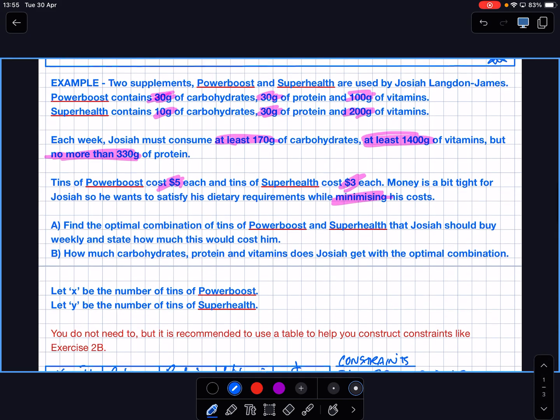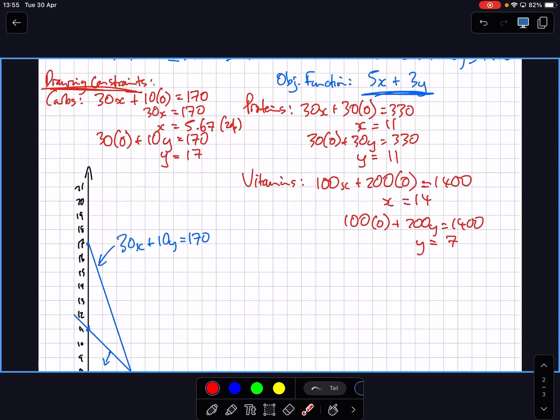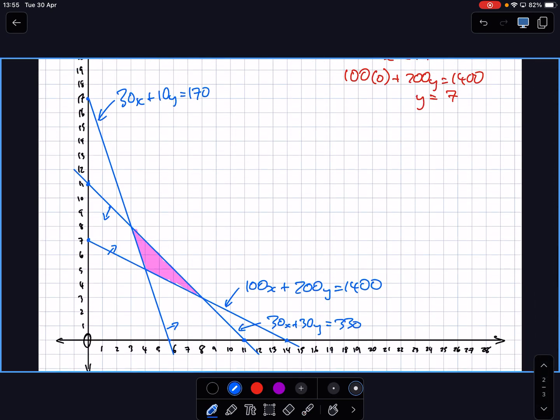Don't worry, I'm going to stop soon. Just what does the step say? Sketch the simplex defined by the constraints. Label the axes of the graph, the constraint lines. We've labeled the lines. I've shaded the region, but I haven't done the vertices or labeled the axes. So can you remind me, what did X represent? Which one, super boost or power boost or super health? Power boost is X. What was Y? And what was the last thing that was missing?